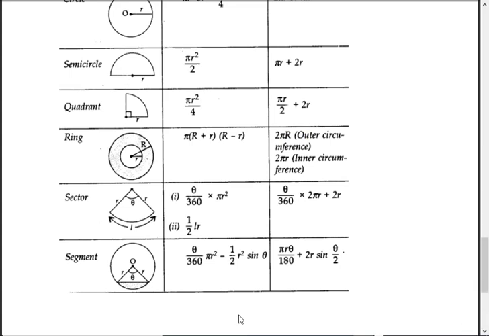Okay, ring area is what? Pi into r plus r into r minus r, or pi into capital R square minus small r square. Both the things are okay. And perimeter is what? Outside it is 2 pi r, inside it is 2 pi r smaller, right? So if you are asked to find the total perimeter, then you need to add both these.